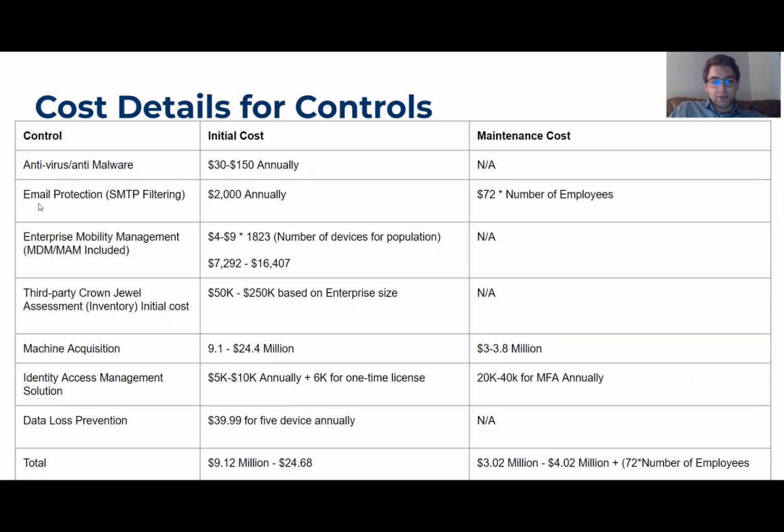The second control will be email protection, or SMTP filtering. The initial cost will be around $2,000 annually, and maintenance costs will be about $72 per the number of employees for Fairfax County. However, if Fairfax County does have engineers, this SMTP filtering can be conducted within firewalls and switches and will reduce the cost significantly.